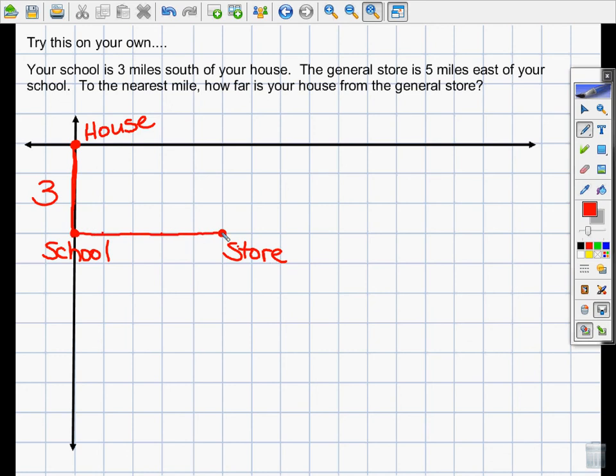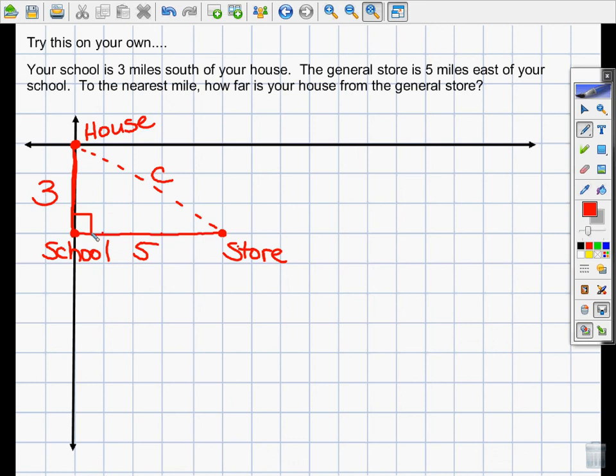What are they asking us to find? How far the house is from the store? So we know that this length is 5. This is what we don't know right here. We don't know how far the house is from the store. So use the Pythagorean Theorem now and calculate that. See how you do on it. Yes, to the nearest mile. To the nearest mile. Okay?